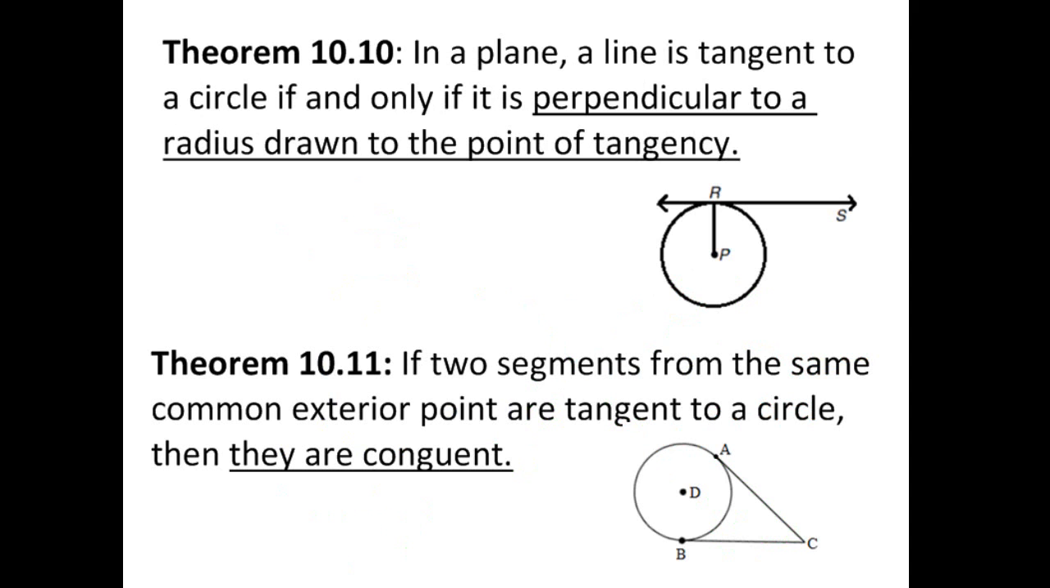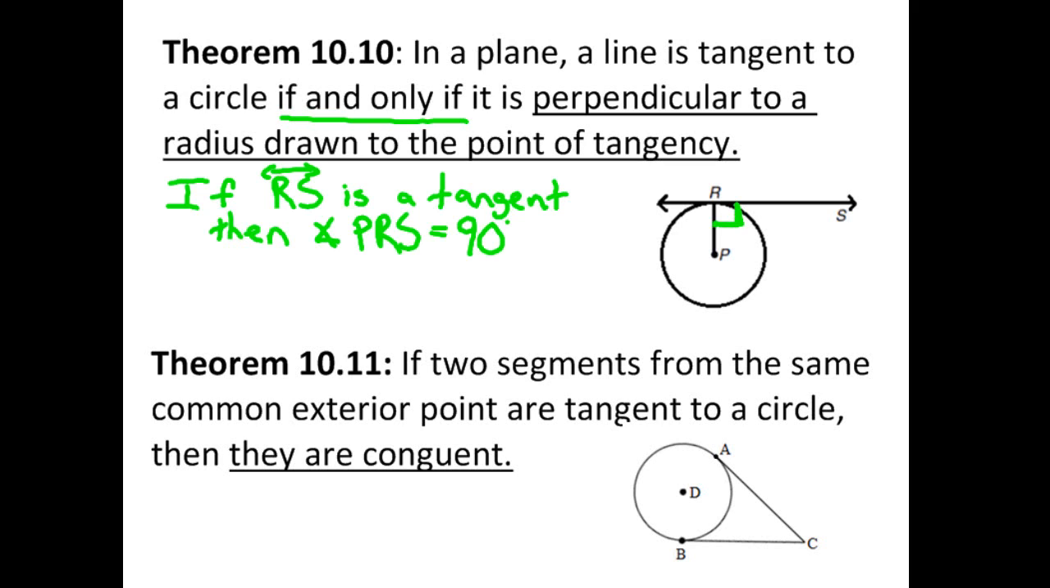There's a couple of theorems that go along with this particular topic. The first says that in a plane, a line is tangent to a circle if and only if it is perpendicular to the radius drawn to the point of tangency. So what that is saying is that in this circle P, RS is a tangent if and only if angle PRS is 90 degrees. So that's saying if RS is a tangent, then angle PRS has to be 90 degrees.